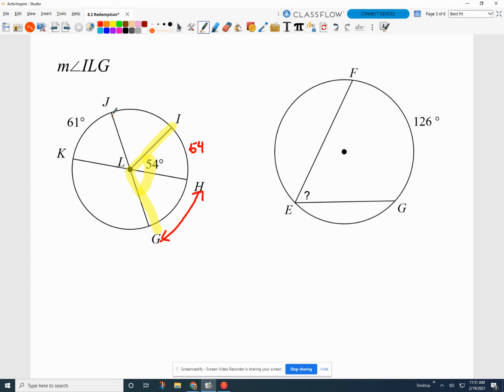Well, let's see. I've got a semicircle here. So J all the way around to G is 180 degrees. That means that this is 119 here, which means same thing, K to H is a semicircle. So this has to be 61. Oh, I could have just used vertical angles. 61, 61. Because that X is in the center of the circle. So I'm going to add together 54 and 61. What's that, 115?